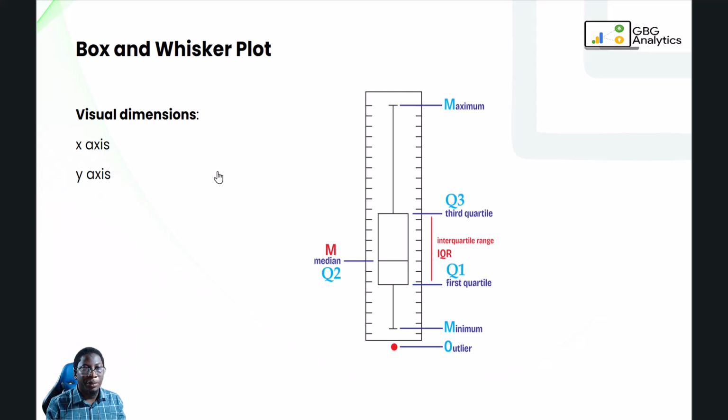It's also possible to display the box plot either on the vertical axis or on the horizontal axis. For example, this one here is on the vertical axis. If you have another one, it will be like you are interchanging all of these to be on the horizontal axis. I will show you when we move into the practical section.